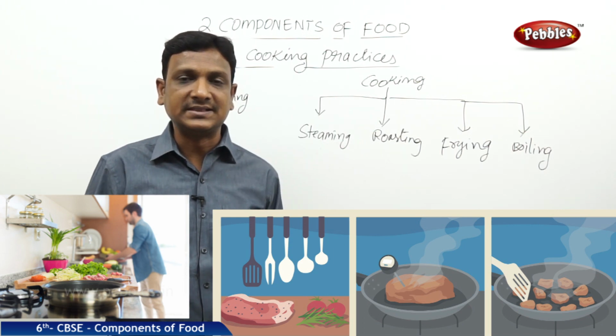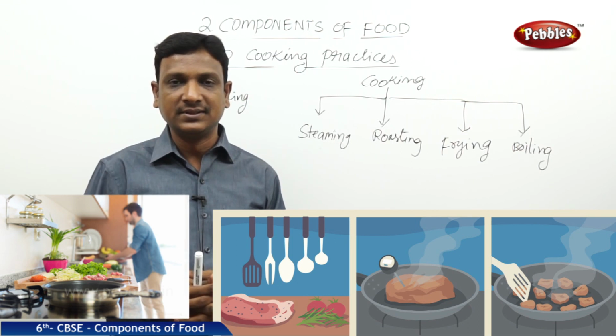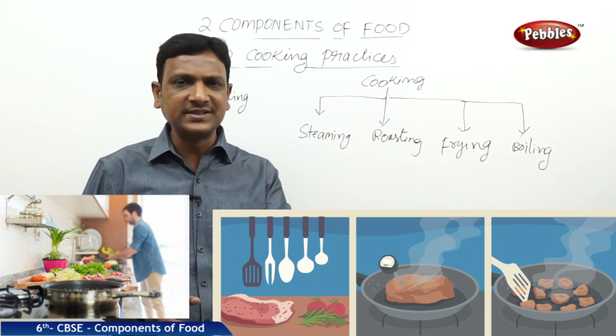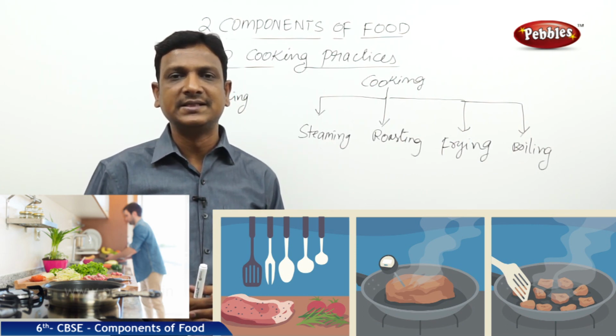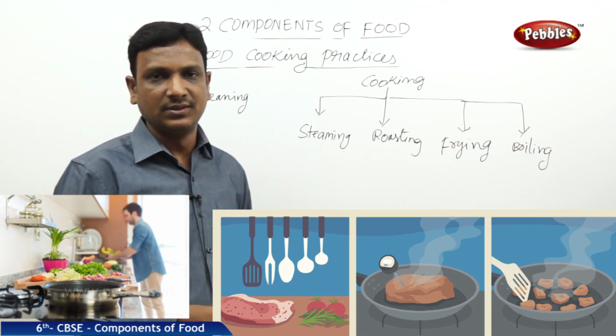But the second part is the process. The way we cook them, the way we clean them is also very important. We should see that at no step the nutrients are lost from our foods which we have selected. So the first one is cleaning of the food items.